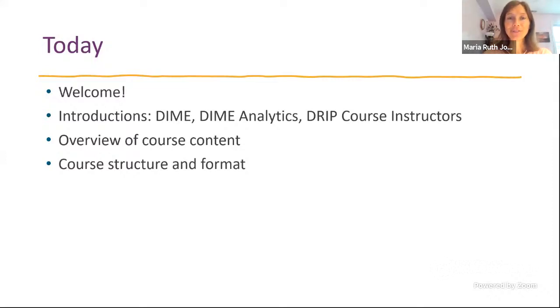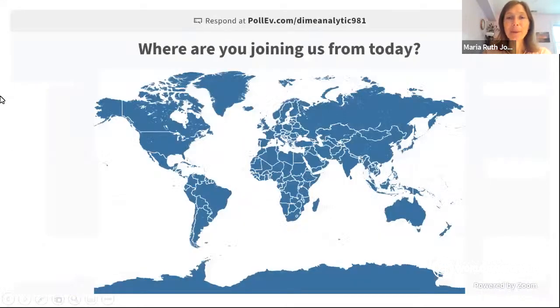But we wanted to start first by understanding who's online and joining us today. So please go to the website that you see linked here, polev.com/dimeanalytic981, and you can put in your location, and we'll start to see those locations popping up on the map here. So please do go to that website, put in your location, and we can see where everyone is joining from today. We have quite a lot of people. You can go to this link whether you're on the Zoom webinar or you're joining us via the live stream. It should work for everyone. So please do go ahead and vote. I see some pins popping up.